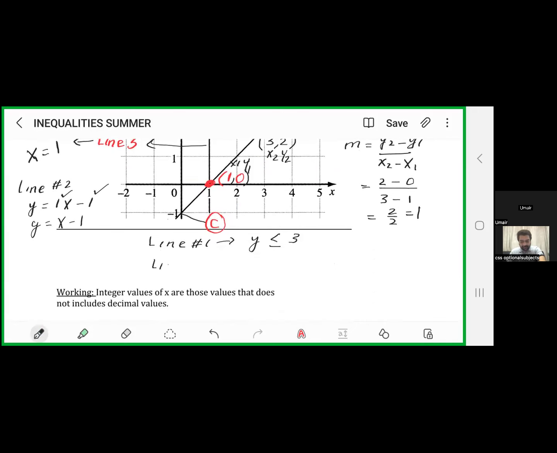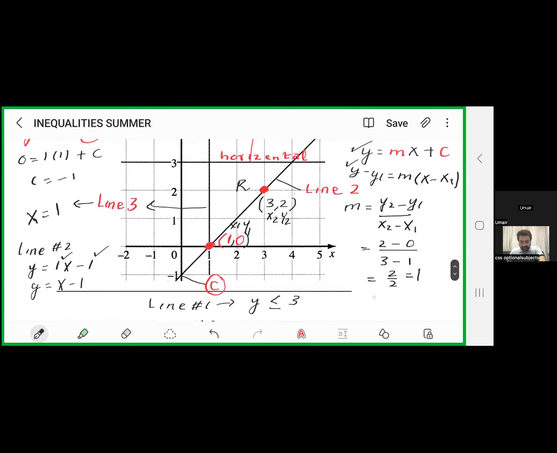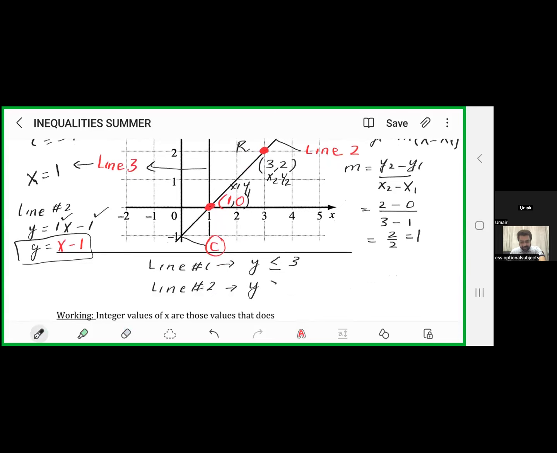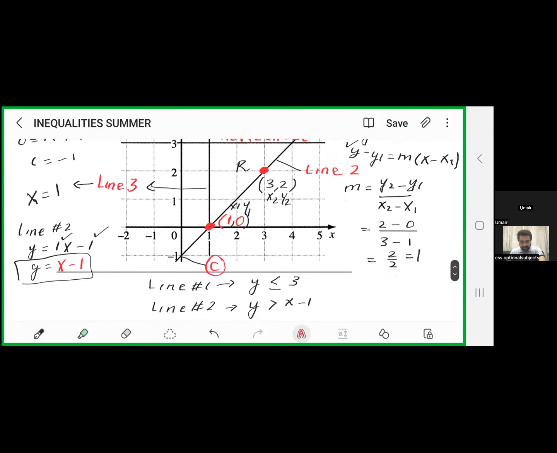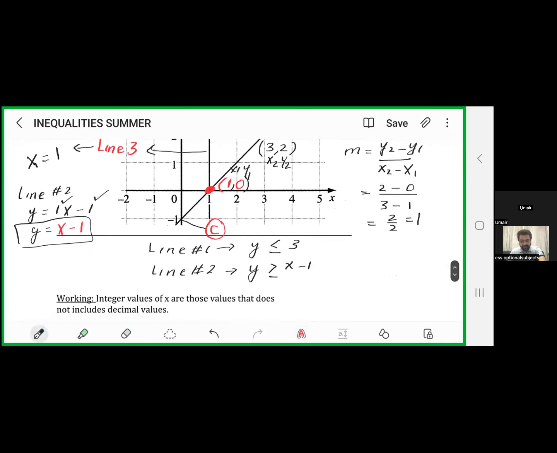Coming towards line number 2, the equation for line number 2 is y is equal to x minus 1. If you see, the region is above this line. So the inequality will be y is greater than or equal to x minus 1. And this line is a solid line, so we have to use equal to here as well. If this is a dotted line, then we are not going to use this equal to symbol. If this is a solid line, you have to use this equal to symbol.